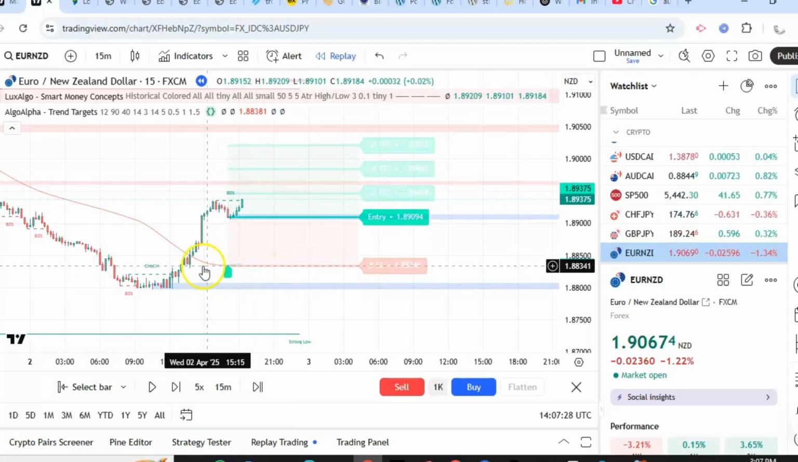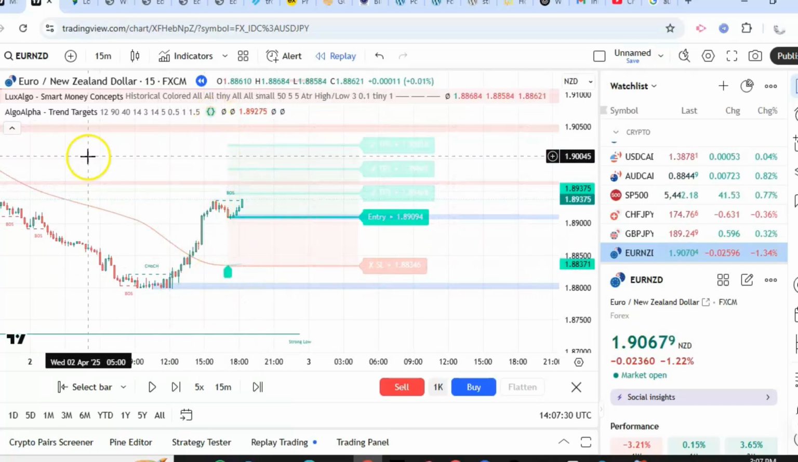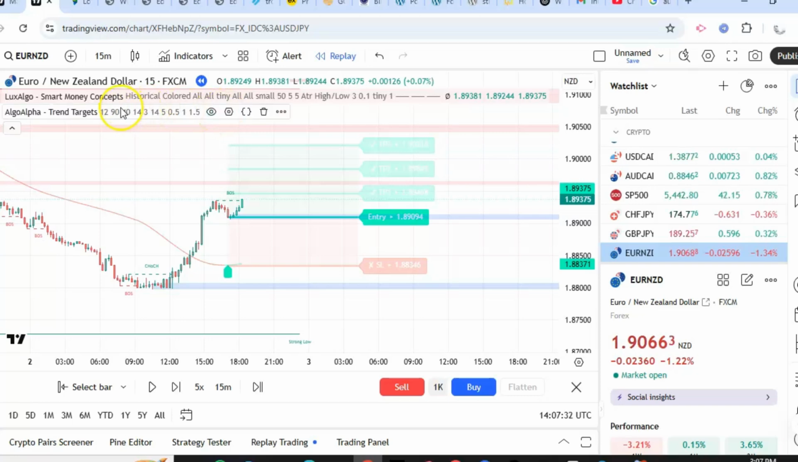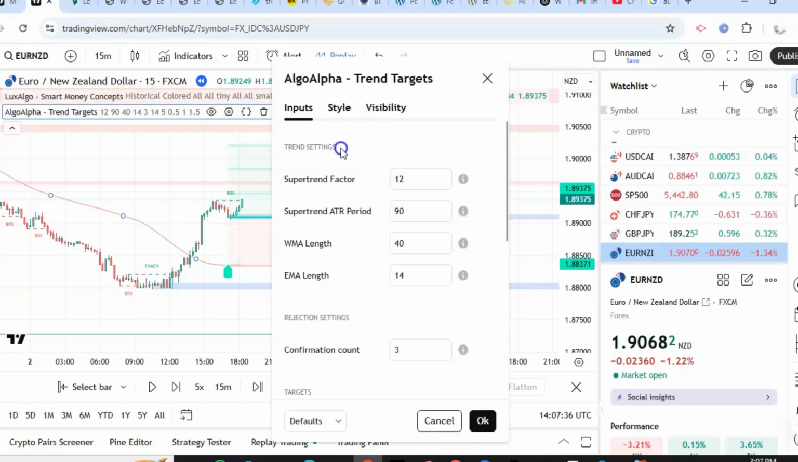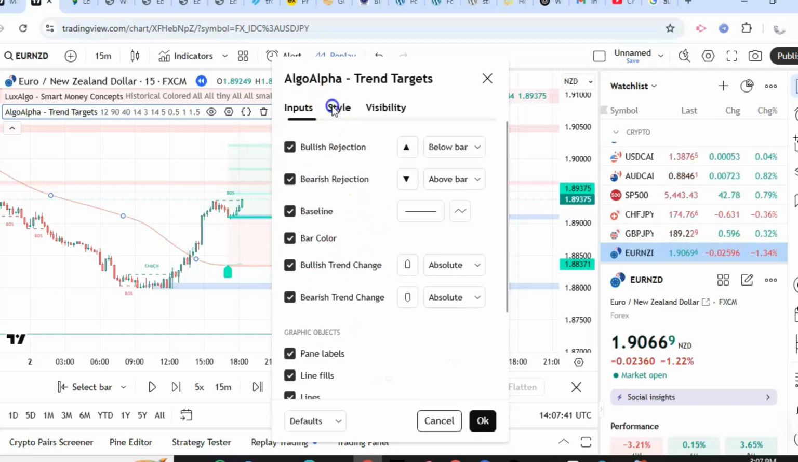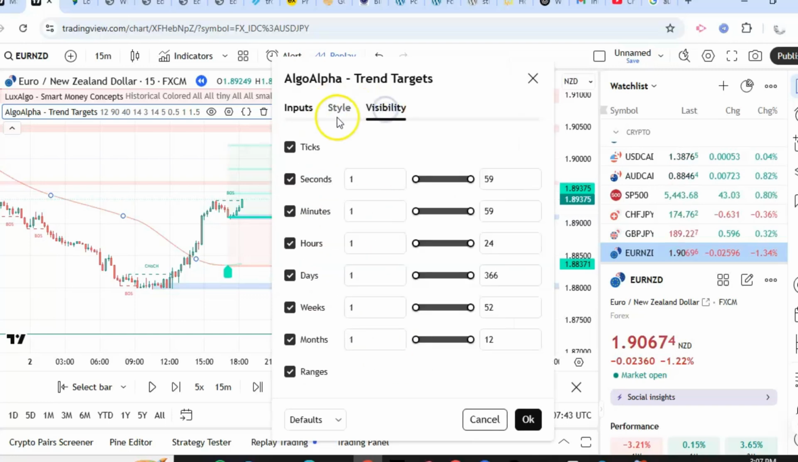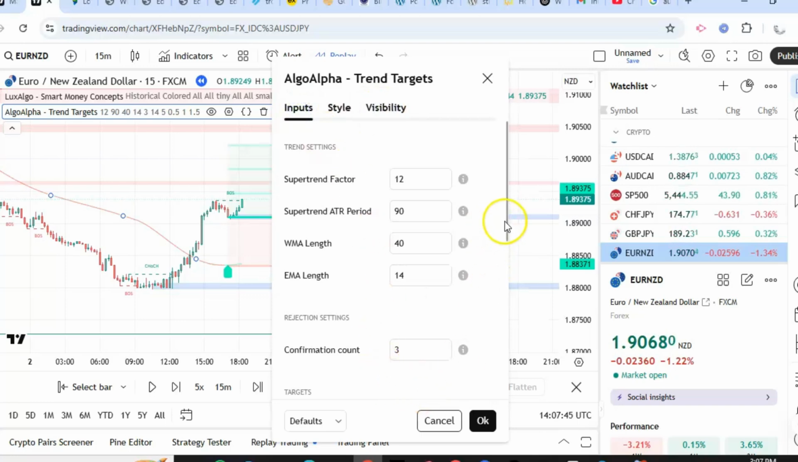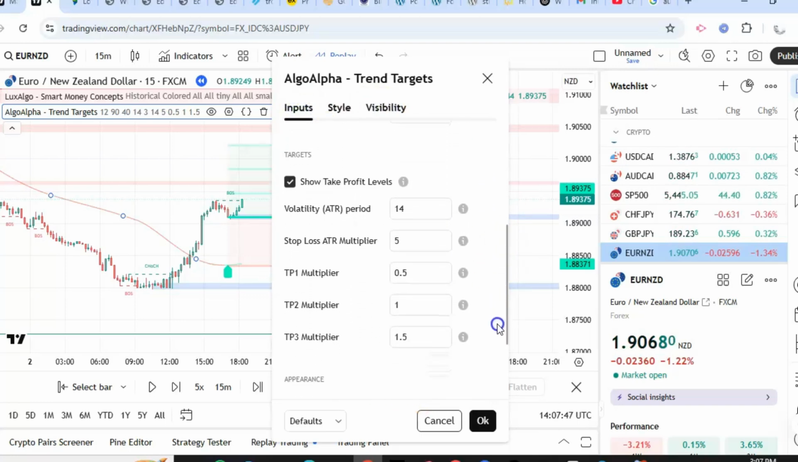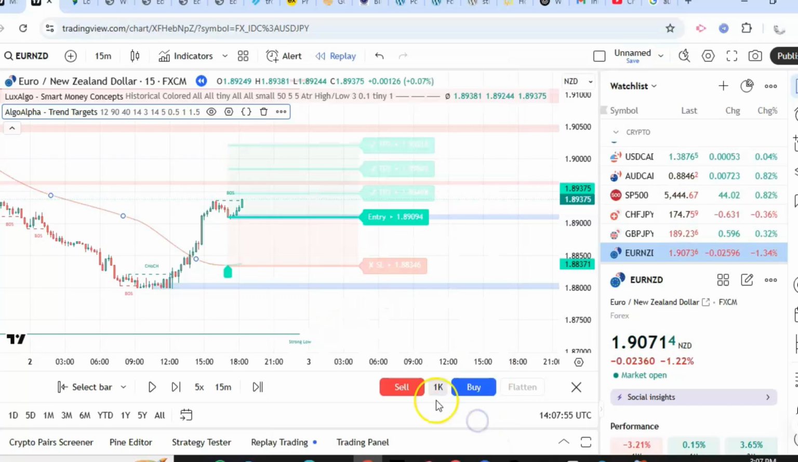Okay, so if you choose, you can decide to tinker with the settings. You have the settings here. You can tinker with the settings if you have an understanding of what's happening there. The targets also have settings. This indicator is actually based on ATR. But I'll just leave the default setting.